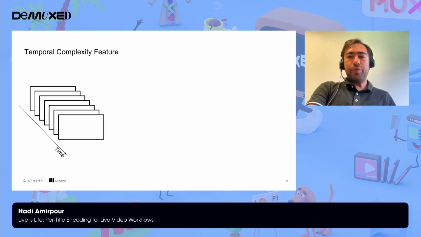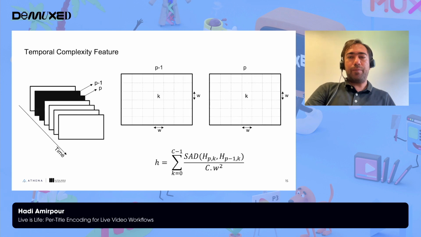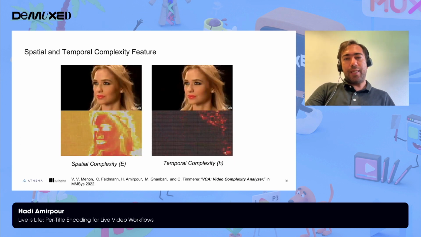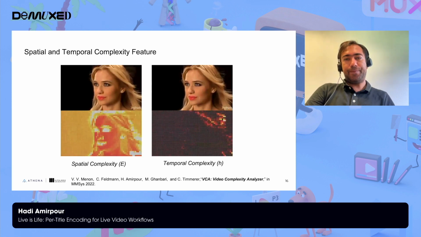To calculate temporal complexity for frame P, we consider frame P itself and its previous frame, and we calculate the energy function for two collocated blocks in both frames. And then we calculate the SAD between the energy functions. By averaging over entire blocks, the temporal complexity feature for frame P is also extracted. Here, heat maps of spatial and temporal complexity features for the same video content are shown.